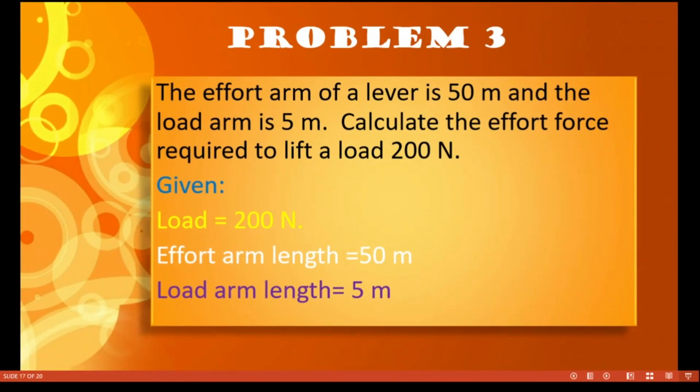Now we will pass on to the third problem, which is very similar to the first problem. So we are going to once again use the same formula, that is load by effort is equal to effort arm by load arm. The effort arm of a lever is 50 meter and the load arm is 5 meter. Calculate the effort force required to lift a load of 200 Newton. So given data are load 200, effort arm length 50 meters, load arm length 5 meters. The very first thing is you have to derive the data from the given problem. That is the very first step.